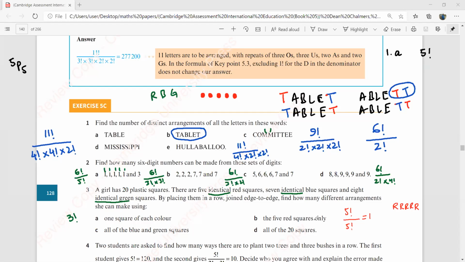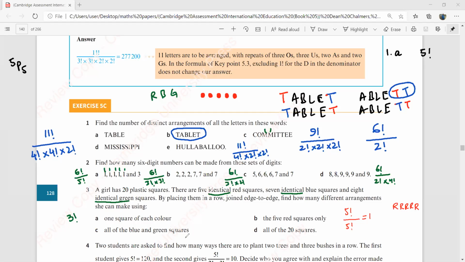If you have anything in your mind, please open up, throw it out. Get it clear. Then we have Jazila. Jazila, beta, can you tell us about the C part? All of the blue and green squares.